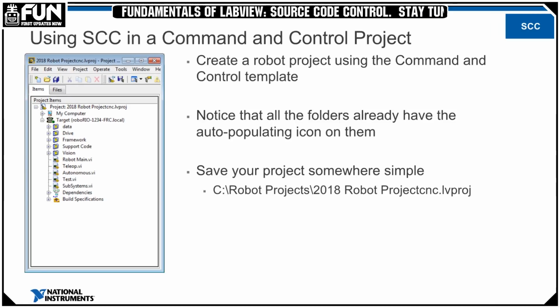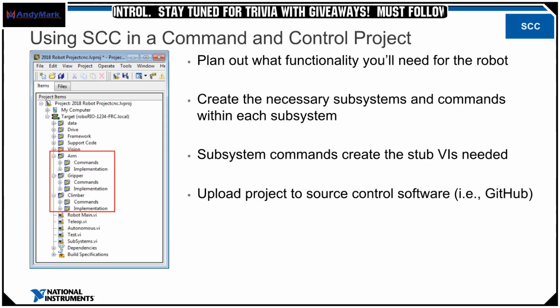So the next step for any command and control project, but particularly when you want to use source code control with it, is to really plan out the functionality you'll need for the robot. Sit down and figure out, okay, what tasks does my robot actually have to do, and what subsystems am I going to need to implement these tasks? By creating the necessary subsystems and the commands within each subsystem off the bat, you'll automatically create not only the auto-populating folders, but also the stub VIs for each of those commands.